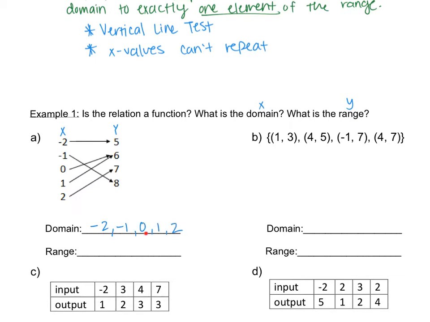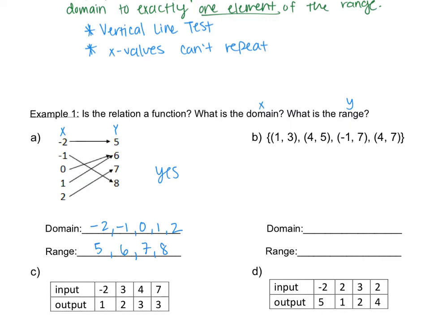It looks like none of my x values repeated, right? So it's looking good so far. These are my y values, so that is my range. So let's write that down underneath. I have a 5, a 6, a 7, and an 8. And because I noticed that all the x values are unique, meaning there are no repeats, and they connect to a y value. It doesn't matter if they connect to the same y values, but in this case, this is a 0, this is a 1, okay? They're different numbers. So yes, this is definitely a function because none of the x's were repeated.